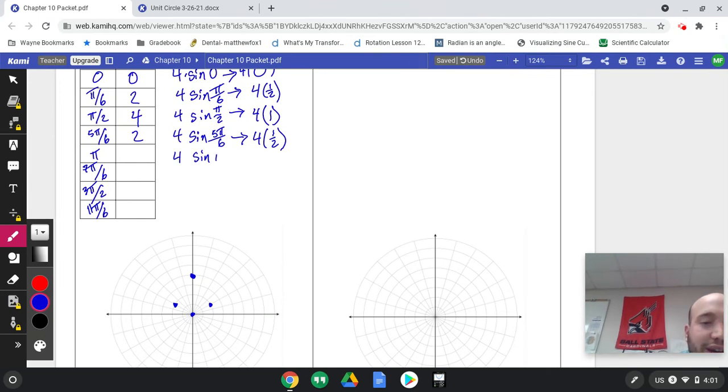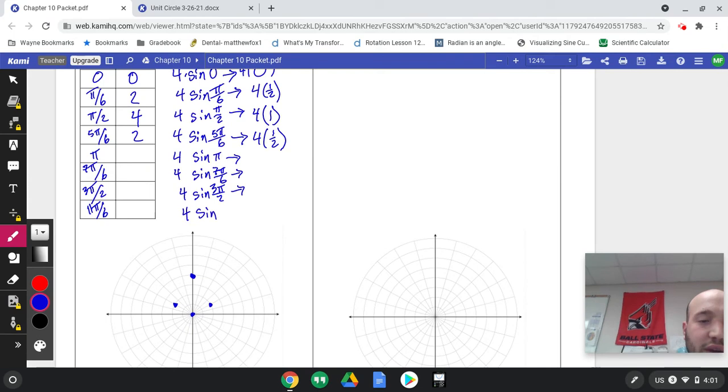So 4 sine of pi, we need to find that. We need to find 4 sine of 7 pi over 6. We need to find 4 sine of 3 pi over 2. And then we need to find 4 sine of 11 pi over 6.